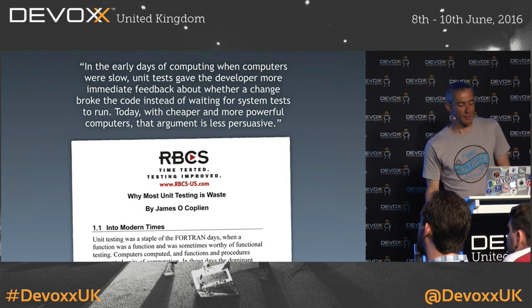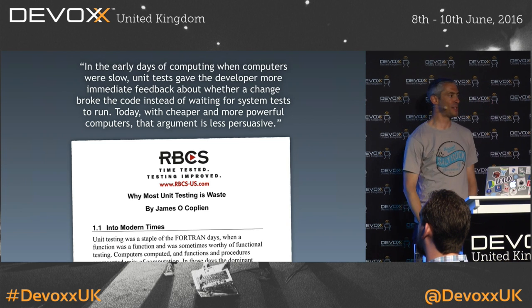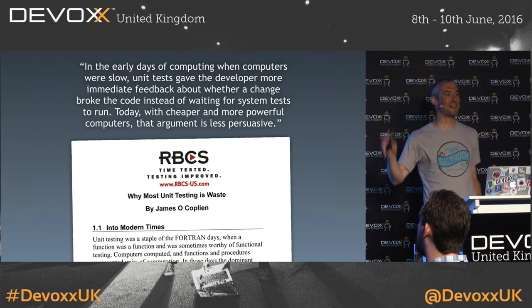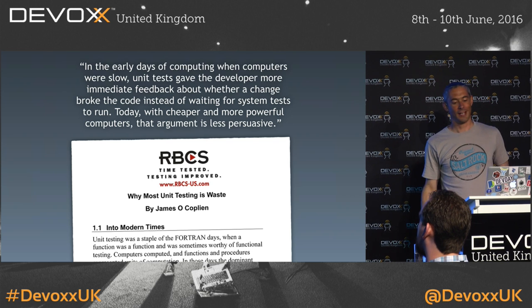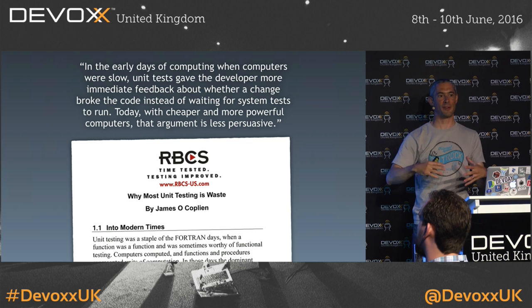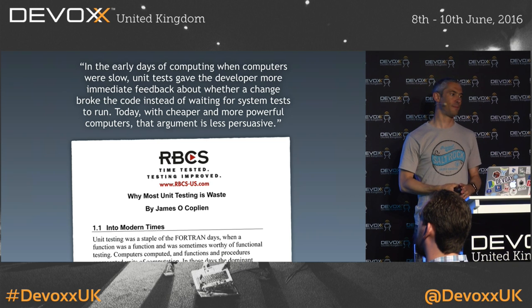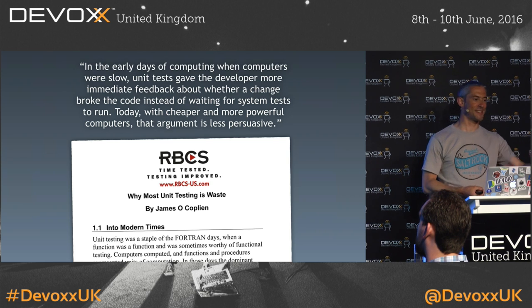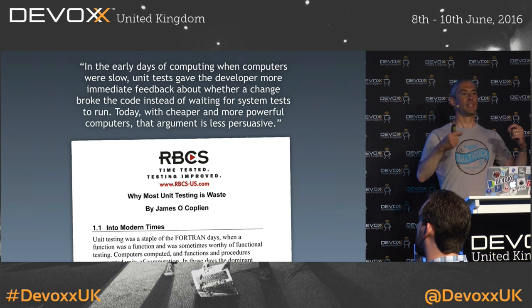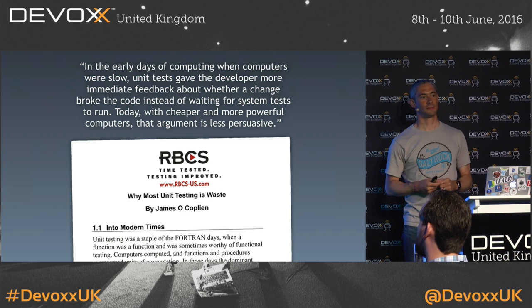There was a great paper a while back by Jim Coplien, and he basically says why most unit testing is wasteful. Anybody seen this? You should definitely go check this out if you've not seen this. Basically, he says, if you look back 10 or 20 years, the reason we do lots of stuff we do now is because of these reasons. One is performance. So you're writing a bunch of code that accesses a database. You want to write really fast-running unit tests. So what do you do? You mock out your database.